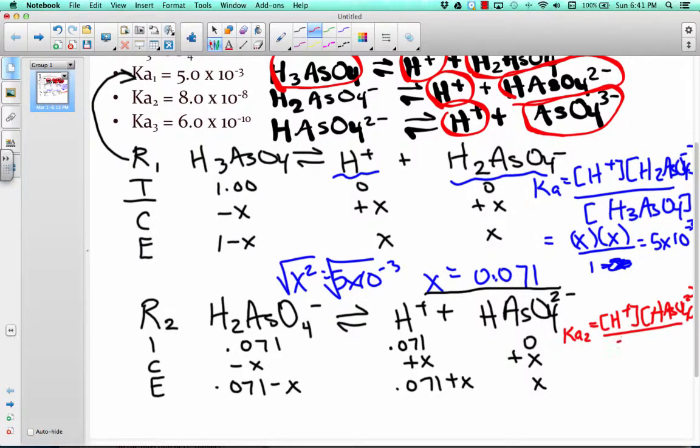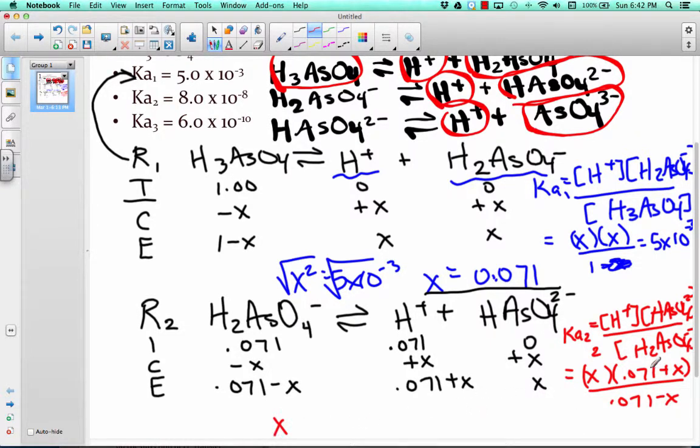So I have the conjugate base on top and the acid on the bottom. And that's my second dissociation. This one up here was my first dissociation. And of course, with my equilibrium, I get X times 0.071 plus X on top, and 0.071 minus X on the bottom, which corresponds to my Ka2, 8 times 10 to the minus 8.